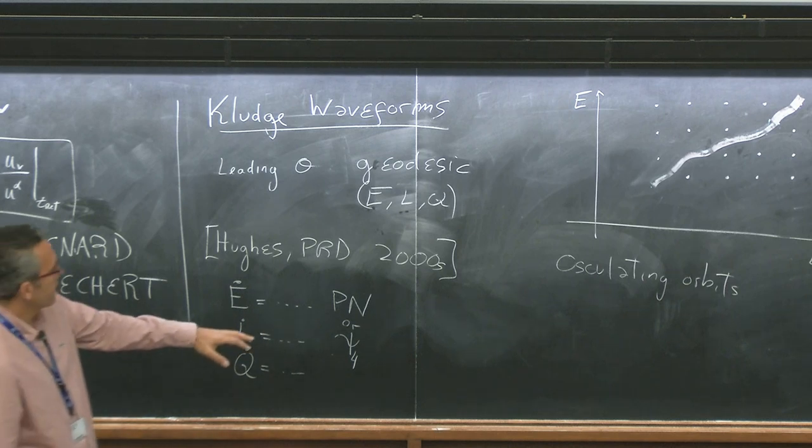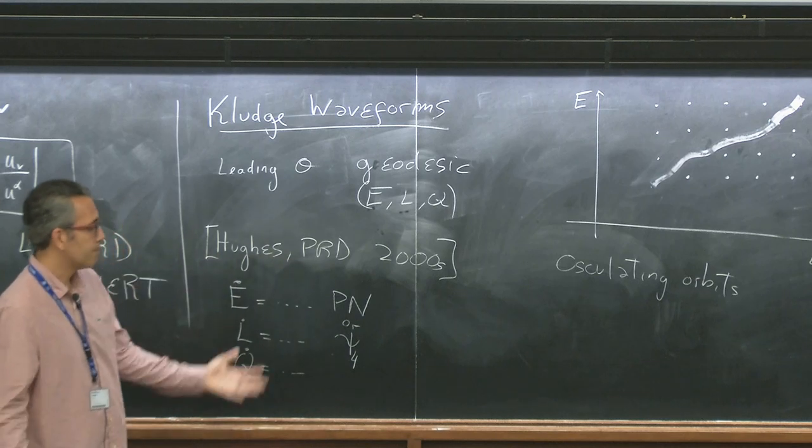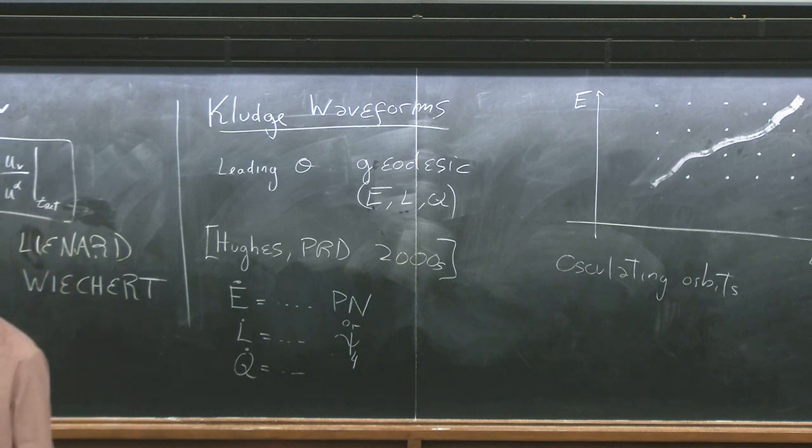The post-Newtonian prescription of these variations of constants is much, much more kludgy, but definitely it's something that people have done in the past. Okay? So that's method two.